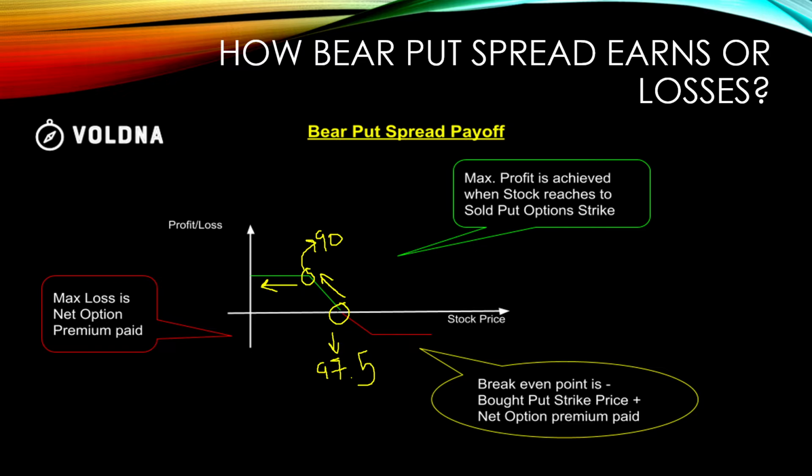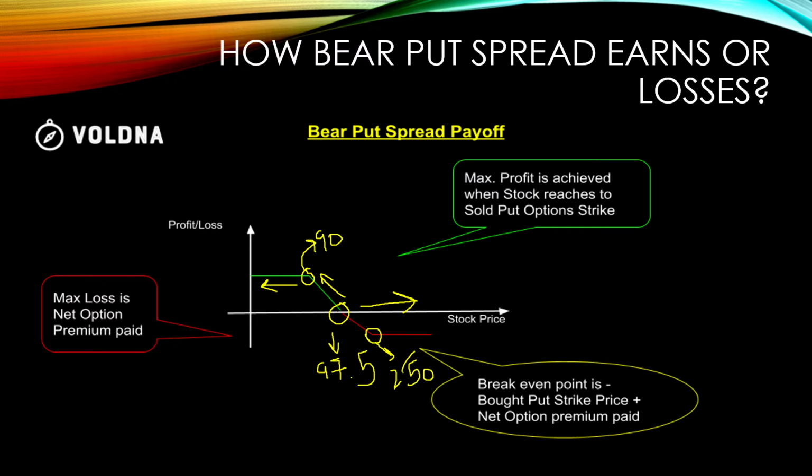Similarly, in the case of upside, if the stock starts to rise, your position will start to lose, and ultimately its maximum loss will be limited to $2.5 per option. So your maximum loss is limited to $250. So this is just the payoff chart of the bear put strategy, a simple one. If the stock starts falling, your strategy will earn, and in case the stock starts to rise, your strategy will start to lose.